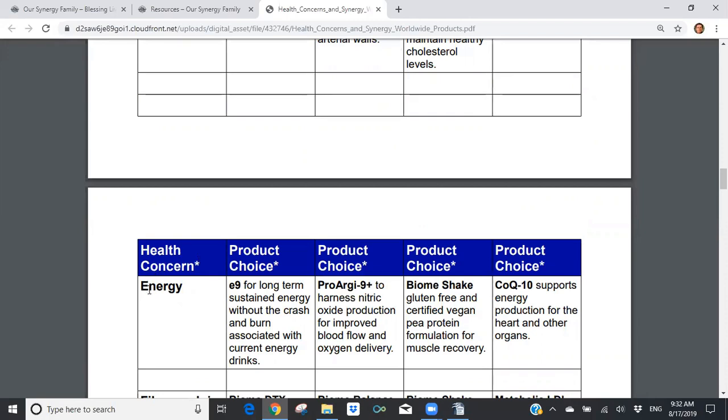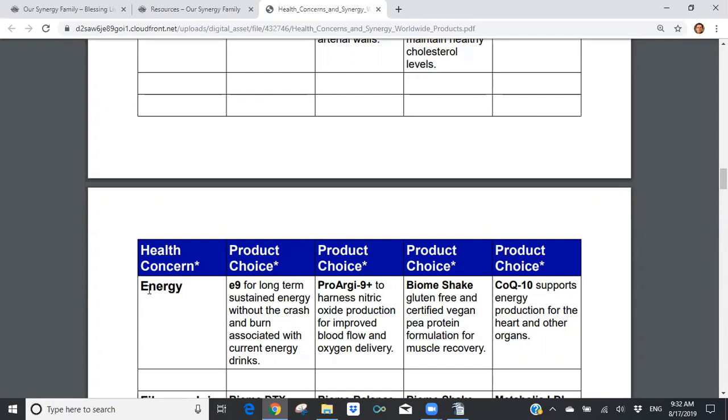I do 1 stick of E9 every morning with my ProArch9, and then sometimes in the afternoon, if I'm feeling draggy, I'll just do another E9 in my liquid chlorophyll, and I'll sometimes take 2 E9s on a daily basis. Instead of taking multiple cups of coffee like a lot of people do to get the caffeine, I would rather do this naturally through the E9.